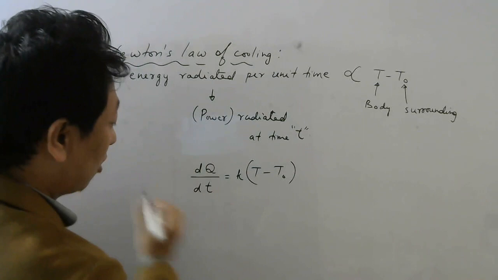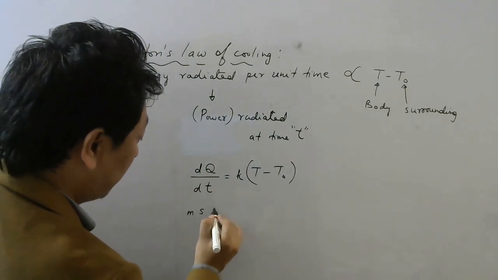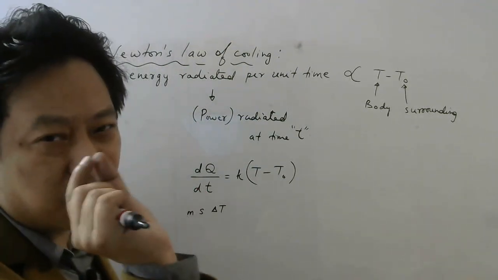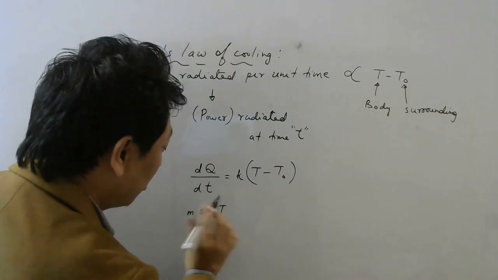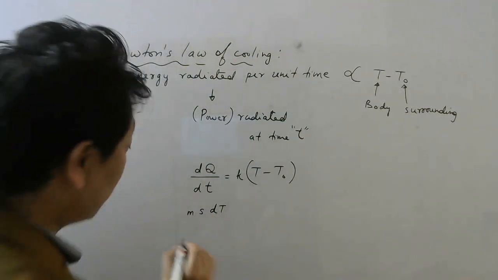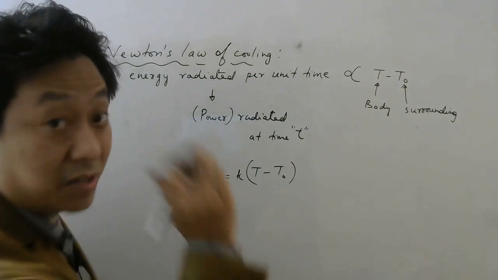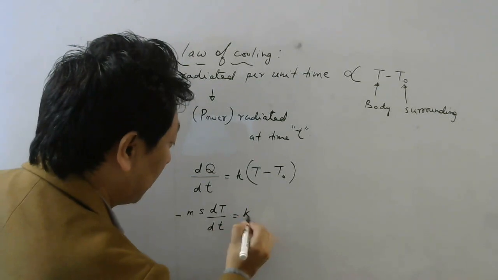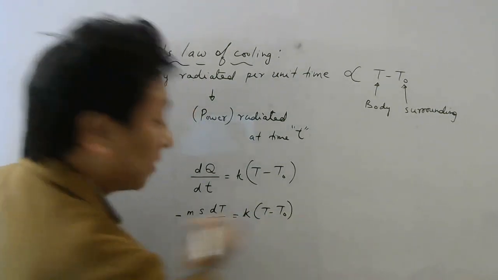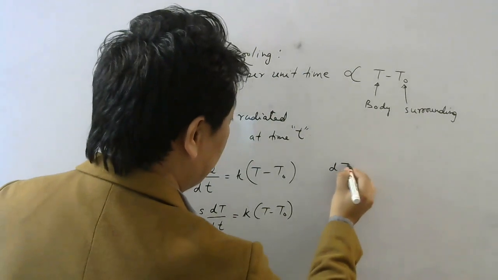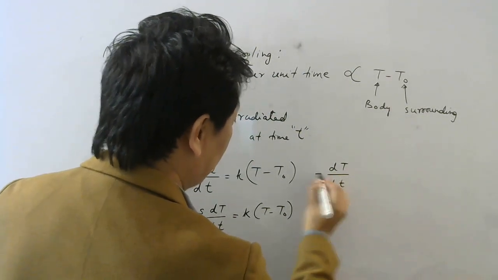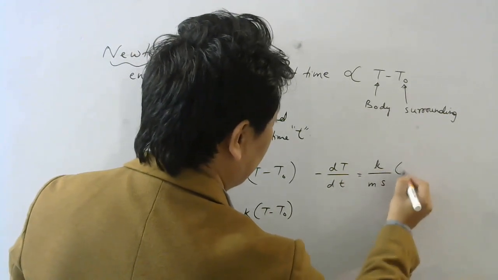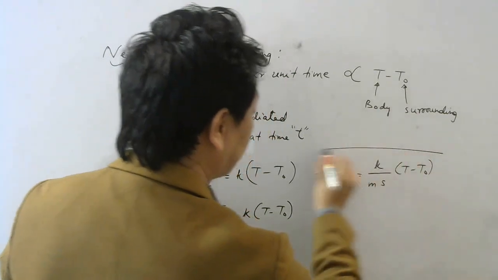Now this heat which is lost can be written as mass into specific heat into change in temperature. But now I am waiting for a very small time interval dt. So this change in temperature also will be very small. But I must put a minus sign because this temperature decreases with time. So dQ by dt is equal to k (T minus T naught), right? Which I can further write as dT by dt, including the minus sign, is equal to k divided by ms, (T minus T naught).